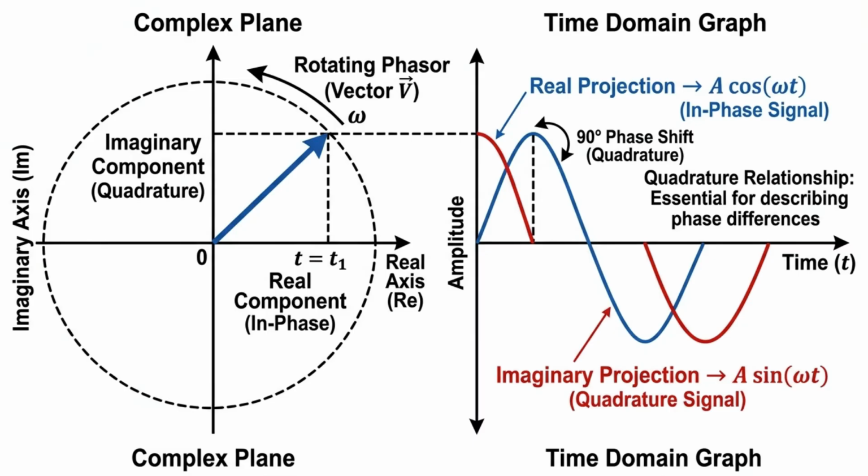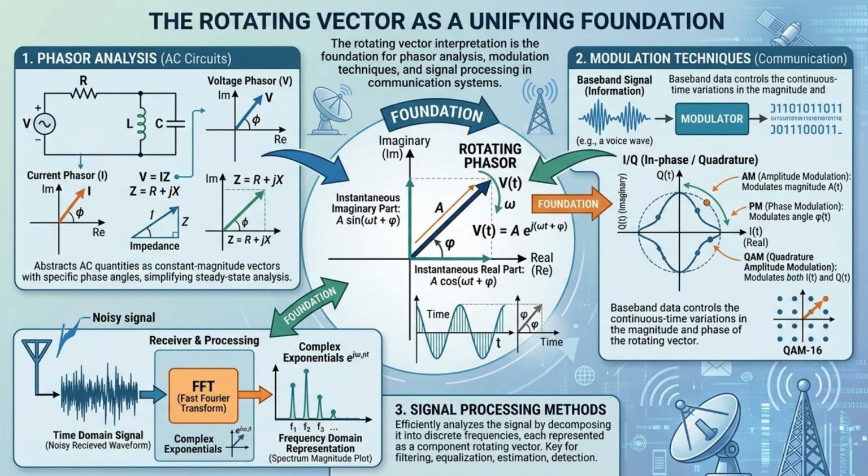As the vector rotates, its projection onto the real axis produces a measurable sinusoidal waveform. The imaginary component represents the quadrature part of the signal, which is essential for describing phase relationships between multiple signals. This rotating vector interpretation is the foundation for phasor analysis, modulation techniques, and signal processing methods used in communication systems.